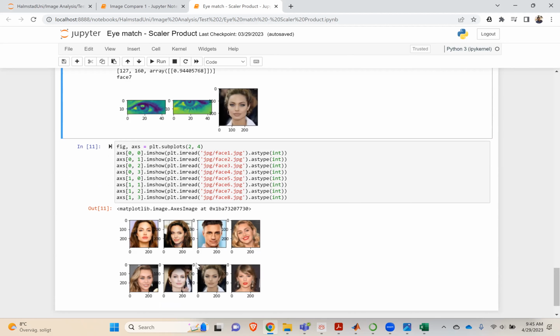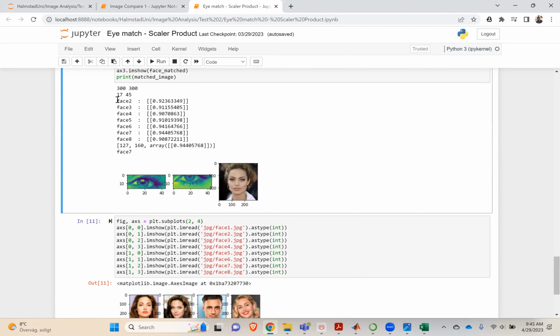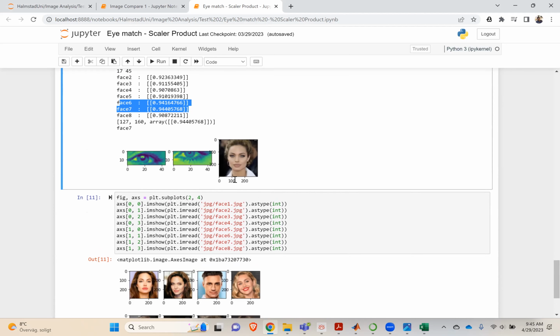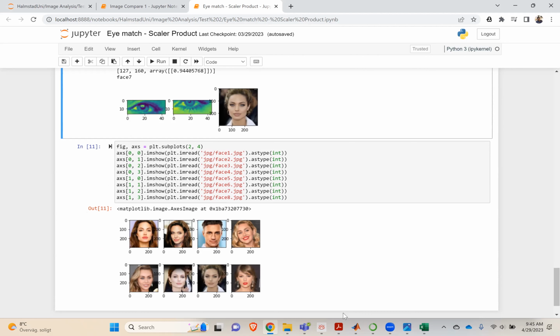4, 5, 6 and 7. See, exactly, you can see we got the highest match in here, and we got the highest matches in here. So with the same person, this is a method we could use to verify the eye. Okay, yeah, this is a better method. Yeah, got it right.